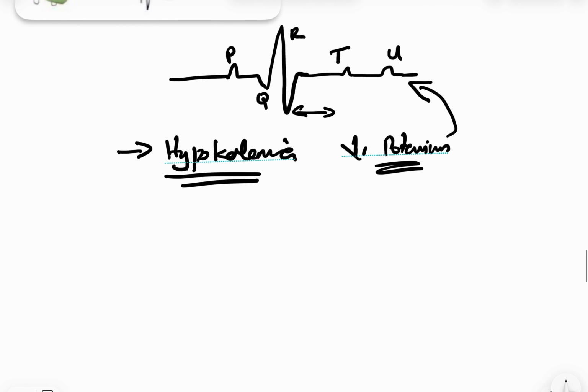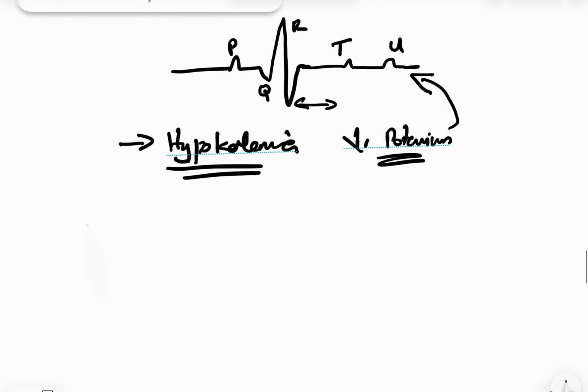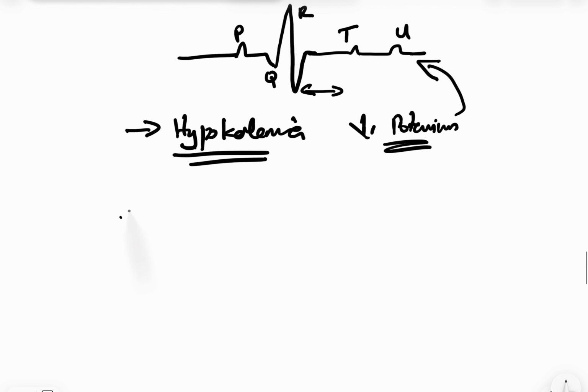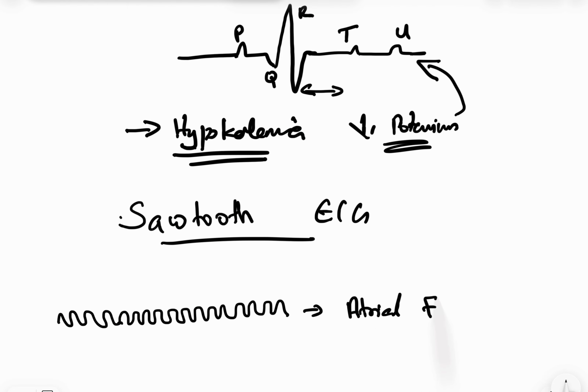And there is another very common question asked under ECG, the sawtooth ECG. A saw is like a tool used to cut trees and all. So sawtooth ECG, this type of ECG. Sawtooth ECG is seen in which disease condition? This is atrial flutter. The sawtooth ECG shows atrial flutter. Remember, very, very important. U wave is prominent in patients who have hypokalemia, and sawtooth ECG is seen in patients with atrial flutter.